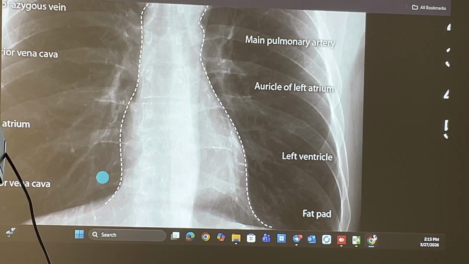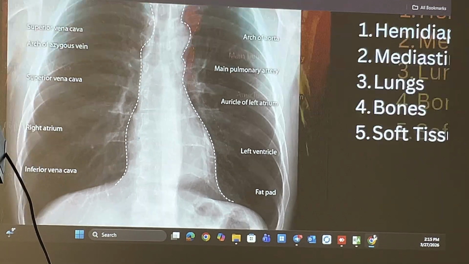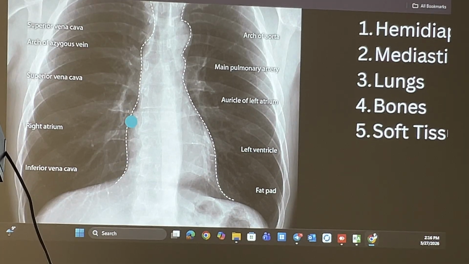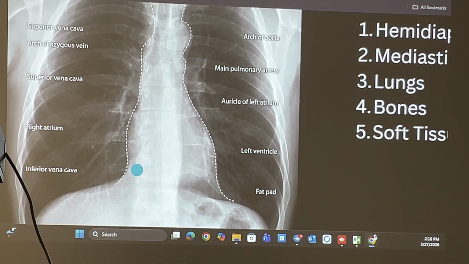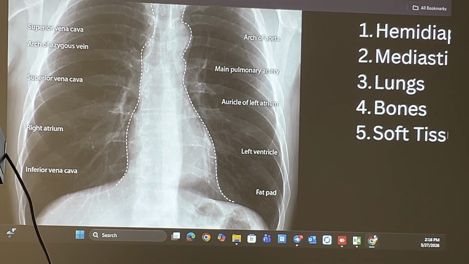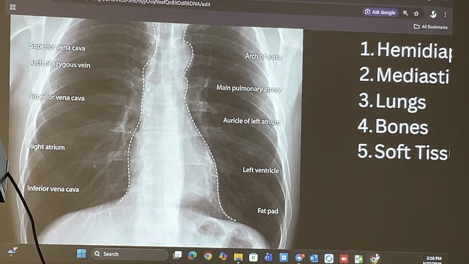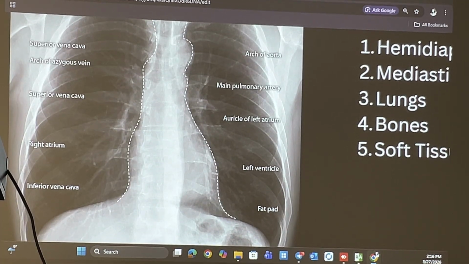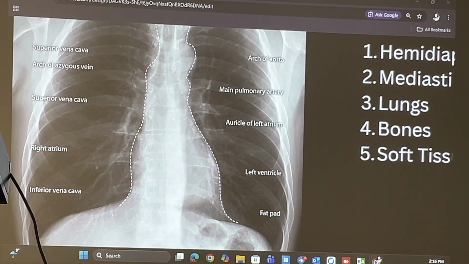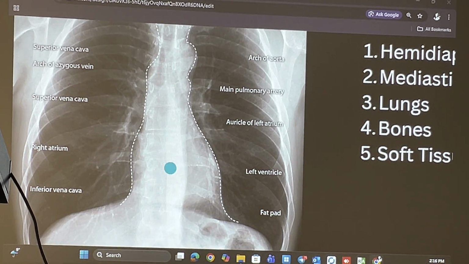On the right, which part of the heart is visualized? Atrium. Right atrium. Why not right ventricle? Can you repeat the question? Why is the right heart border the border of the right atrium and not the right ventricle? Because the ventricle is... where is the right ventricle? On the downside and base.